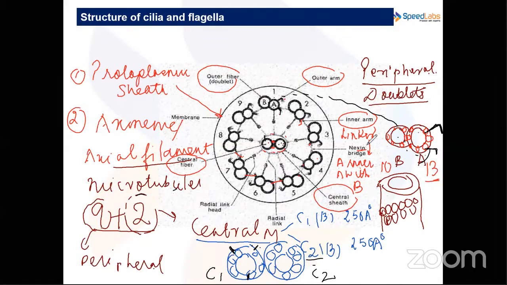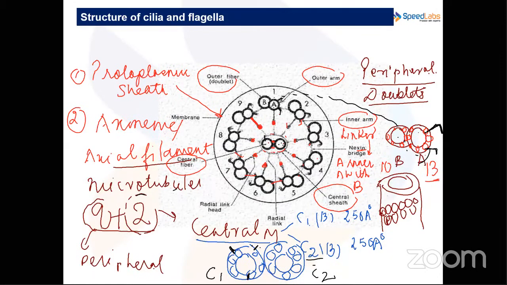Now, additionally, arising from that A subunit, you have these radial spokes. You can see that they have labeled them here, radial spokes. And they have these rounded structures which will strike the central sheath. So arising from the A part, you have the radial spokes.